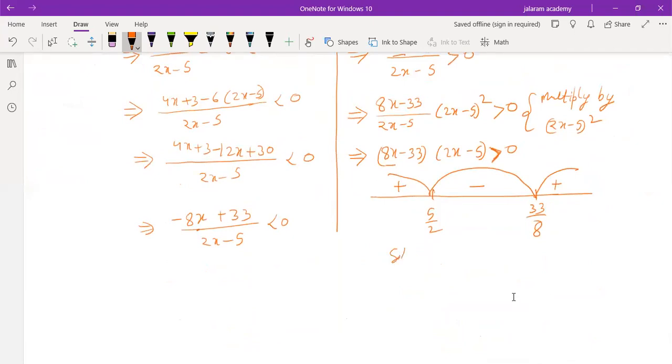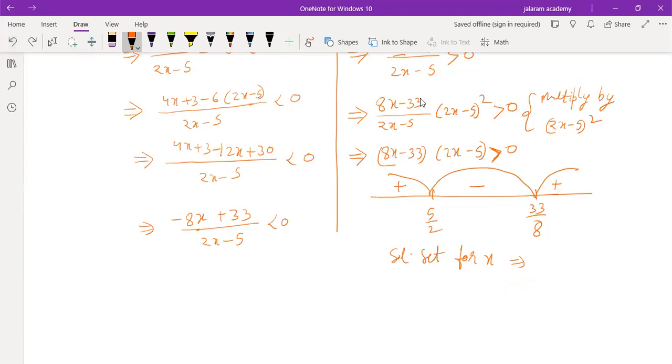Yes, sir. So the solution set for x. So what is the solution set for x? x will be greater than 5 by 2 and less than 33 by 8. x is greater than 5 by 2. Sorry, less than. Sorry, sir. x is greater than 33 by 8 and less than 5 by 2.